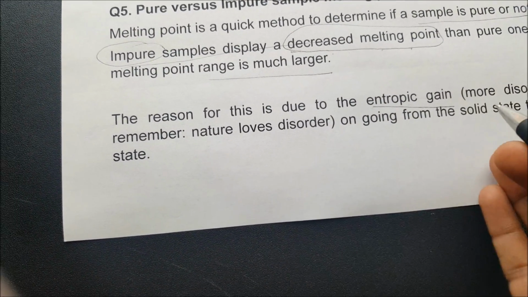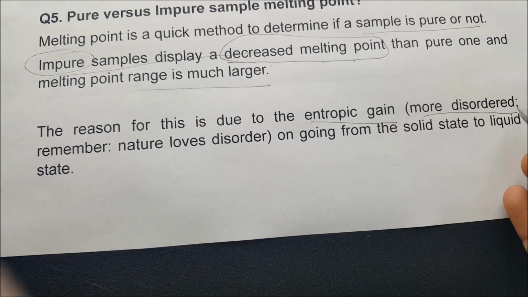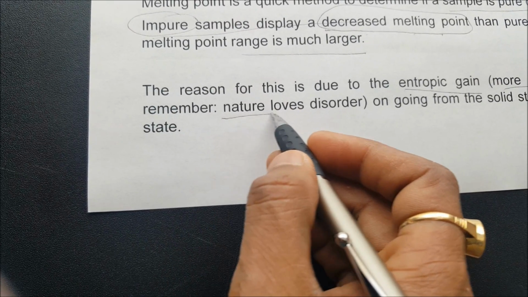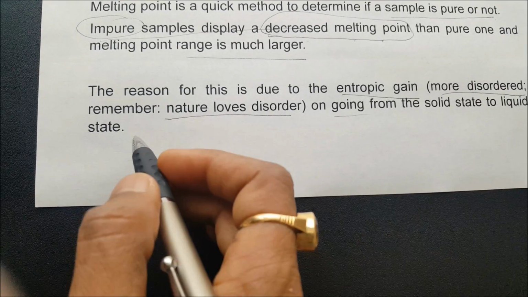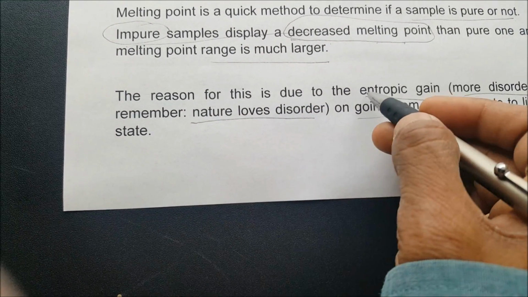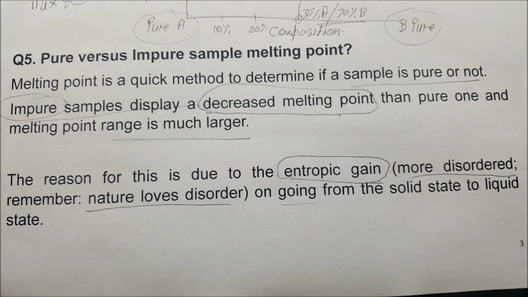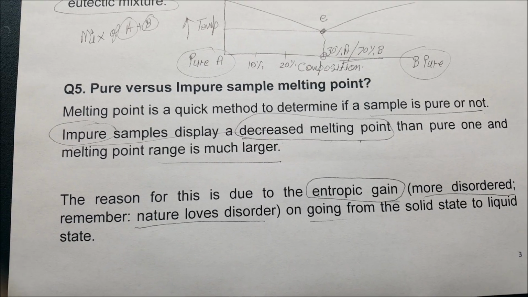Whenever we give heat, all the molecules become random and more disorder happens. And if you remember, nature loves disorder. So on going from solid state to liquid state, when we give the temperature, the compound gains entropy, and that is why its range increases.